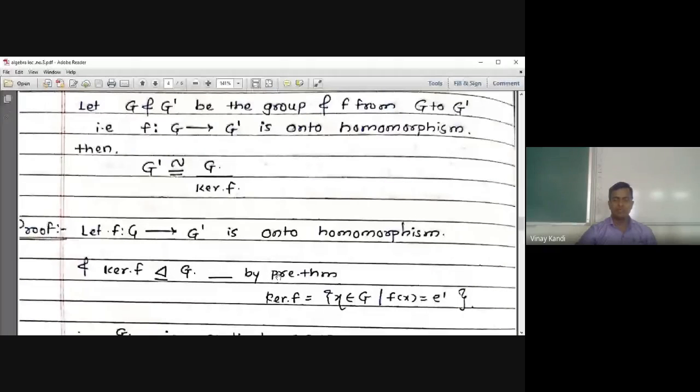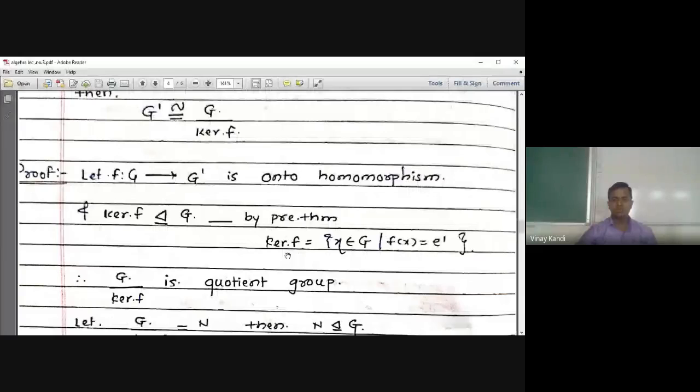where the kernel of f is equal to the set of x belonging to G such that f of x is equal to e dash. Why is this by the previous theorem? The kernel of f is a subgroup of G.